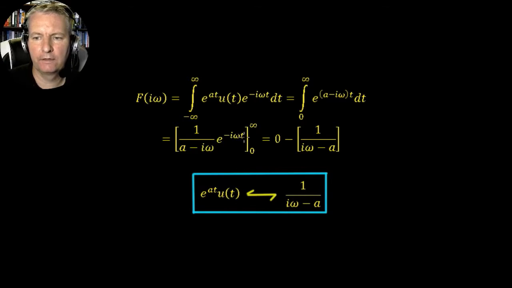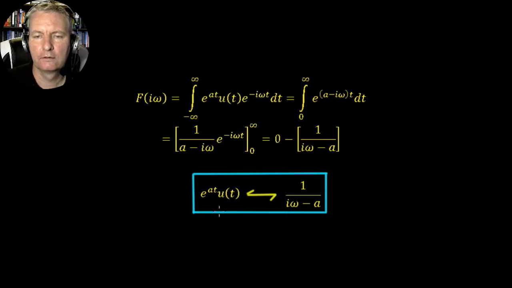So when we put infinity in for t, that's going to be e to the minus infinity, so that's going to tend towards 0. And then if we put a value of 0 in for t, then that's going to be e to the 0, and e to the power of 0 is just 1, so this is going to be minus 1 upon a minus i omega, which is 1 upon i omega minus a.